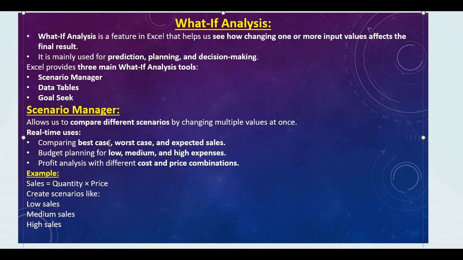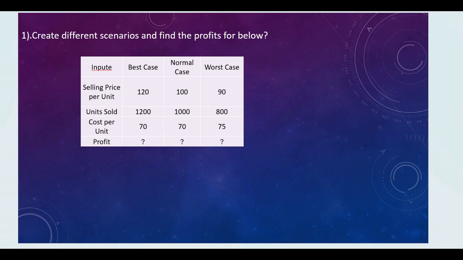Here you can see a simple example: sales equals quantity times price. Quantity means the number of items sold, price is the cost per item, and sales is the total revenue generated. Whenever quantity or price changes, the sales will also change. Based on the scenarios, you can see one example: create the different scenarios and find the profit. The inputs are selling price per unit, units sold, and cost per unit, and we have to find the profits for different quantities.